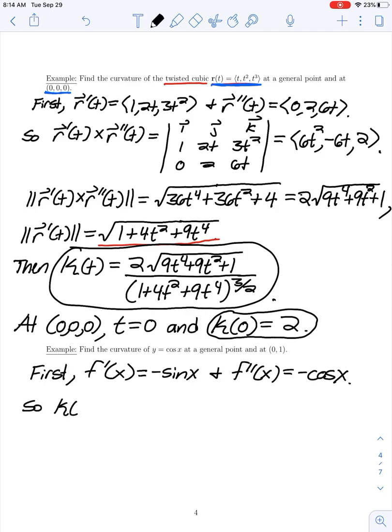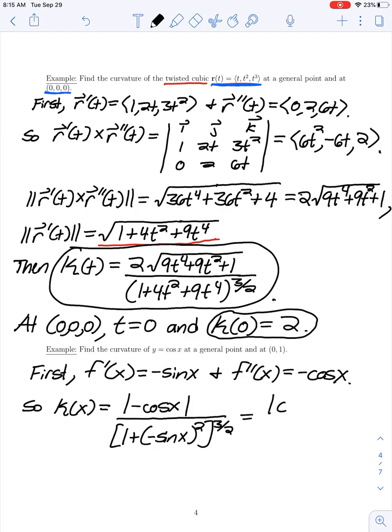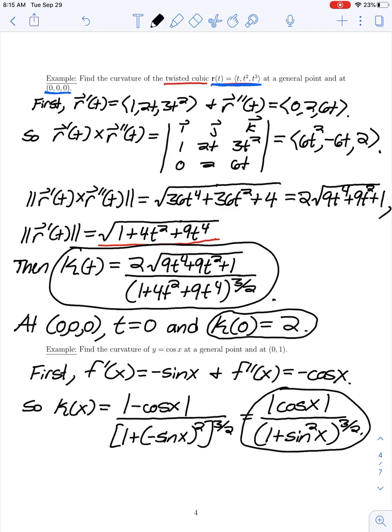So our curvature, kappa, at some point x, is given by the absolute value of the second derivative, which was negative cosine x, over 1 plus the first derivative, which was negative sine x, squared, all raised to the 3/2 power. So our numerator, the absolute value of negative cosine x, is the same as the absolute value of just cosine x. And then our denominator is 1 plus sine squared x, all raised to the 3/2 power. So this would be our expression for the curvature at a general point.